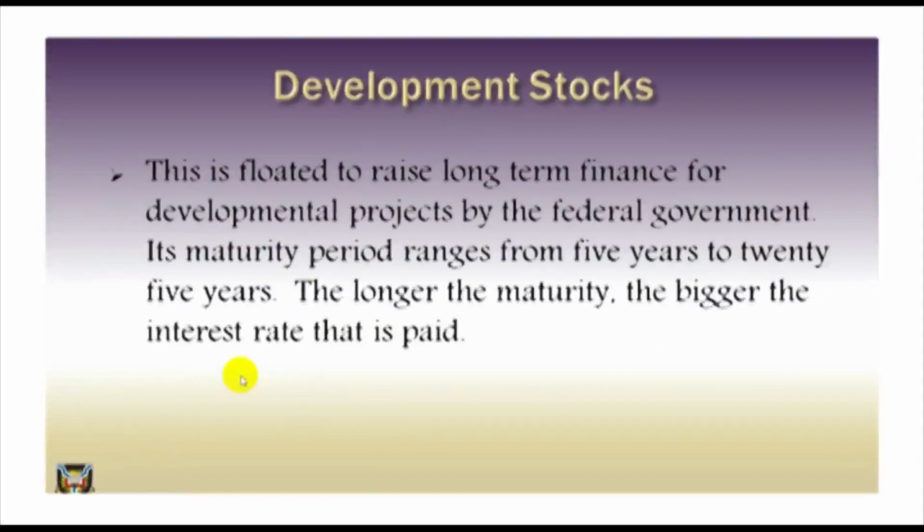Development stocks. This is floated to raise long-term finance for developmental projects by the federal government. Its maturity period ranges from 5 years to 25 years. The longer the maturity, the bigger the interest rate that is paid.